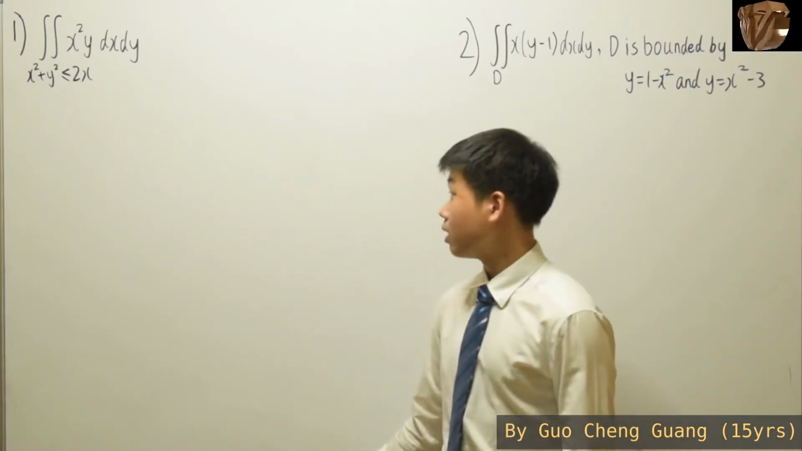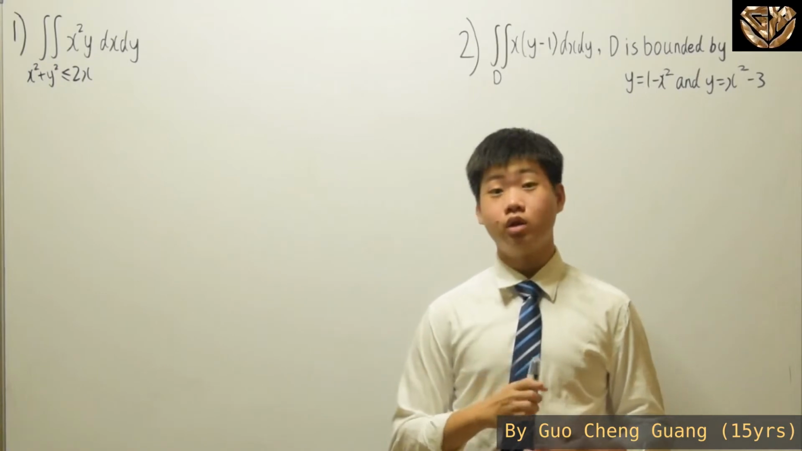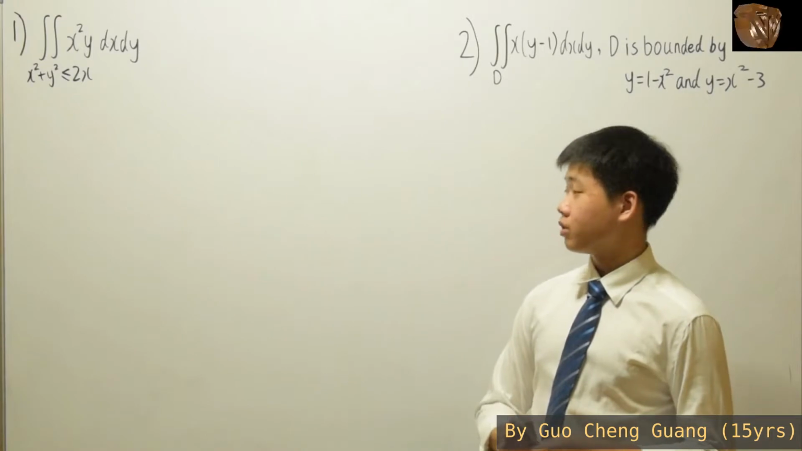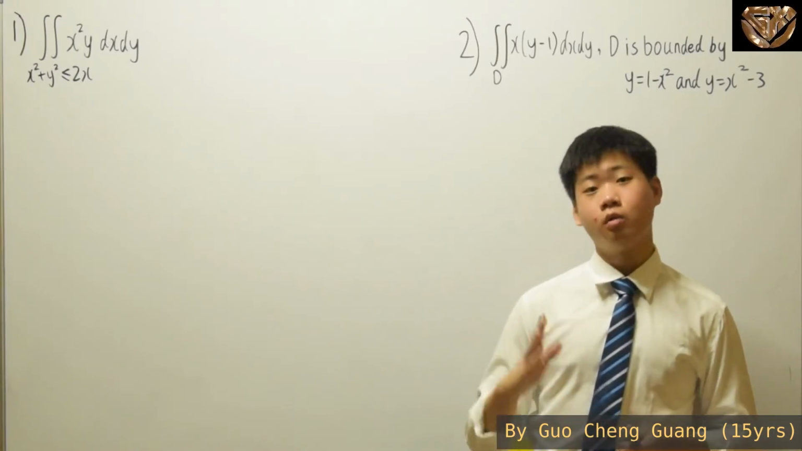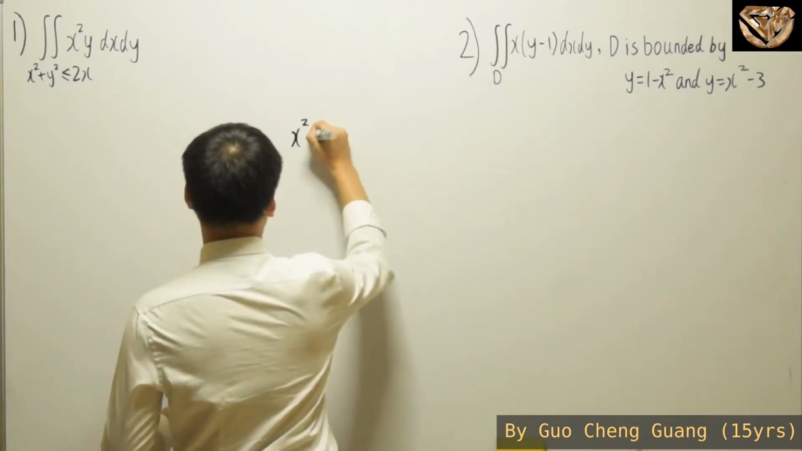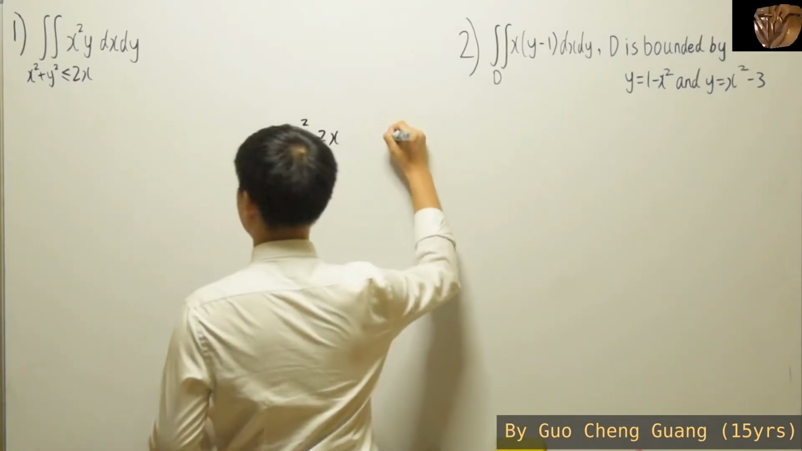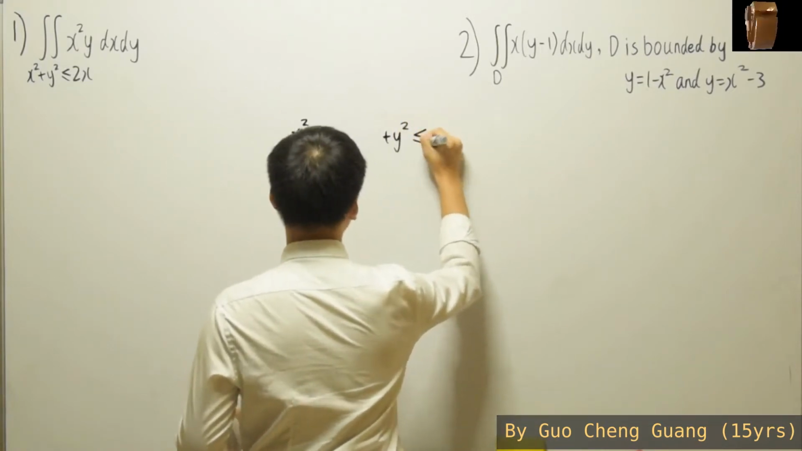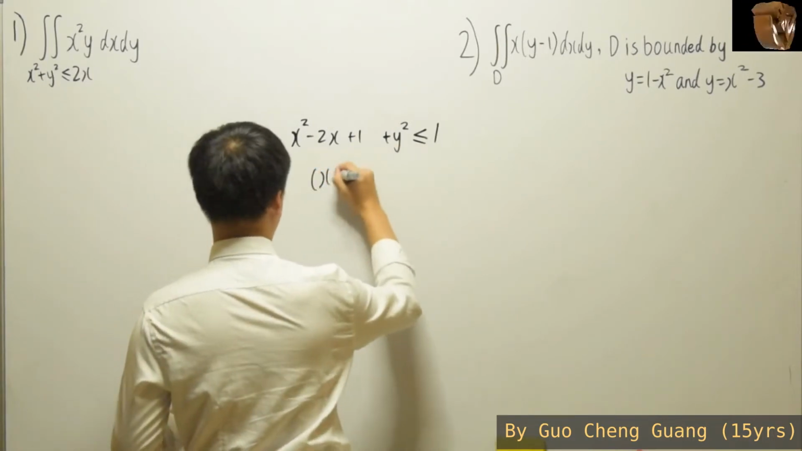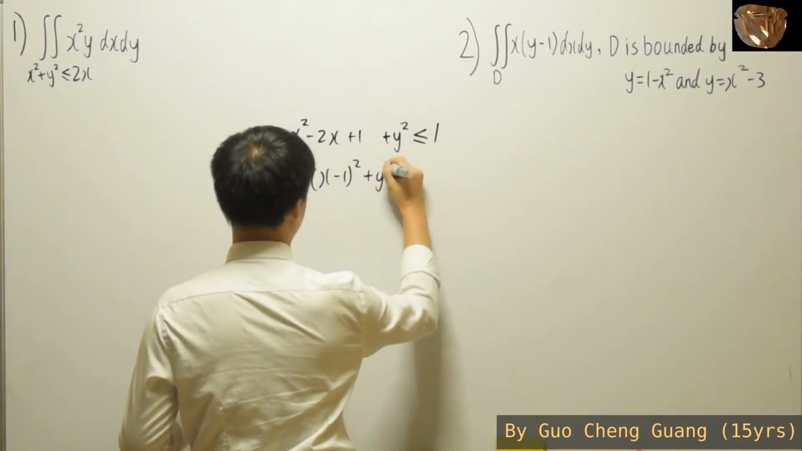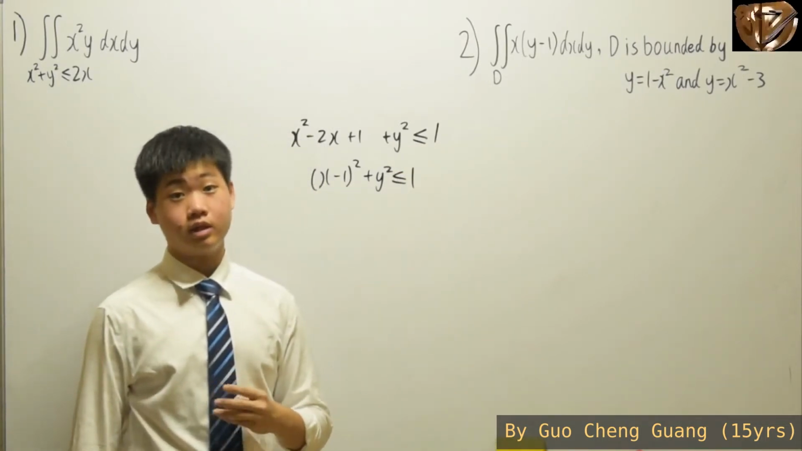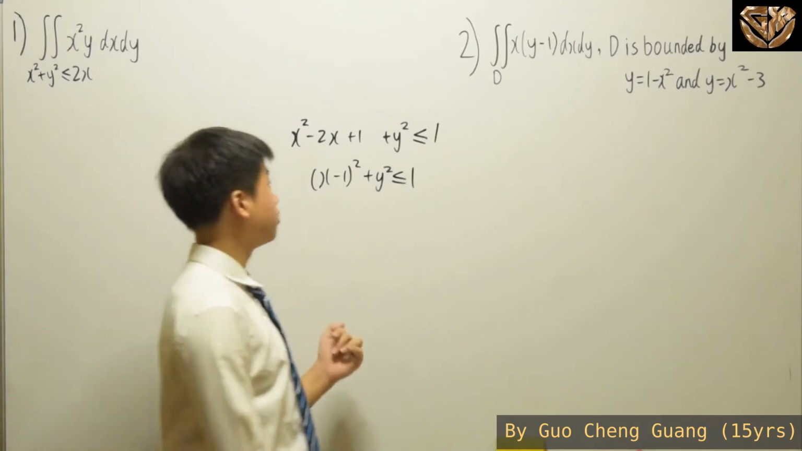So first of all, you might want to take a look at what kind of boundary you will see for this question. Right. So x squared plus y squared is smaller or equals to 2x. How about you move the 2x to the other side first? So x squared minus 2x and then plus y squared. And then we can add 1 on both sides. So then you have x minus 1 squared plus y squared is smaller or equals to 1.